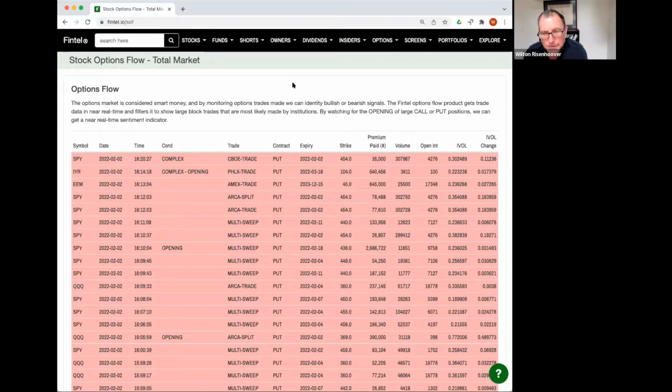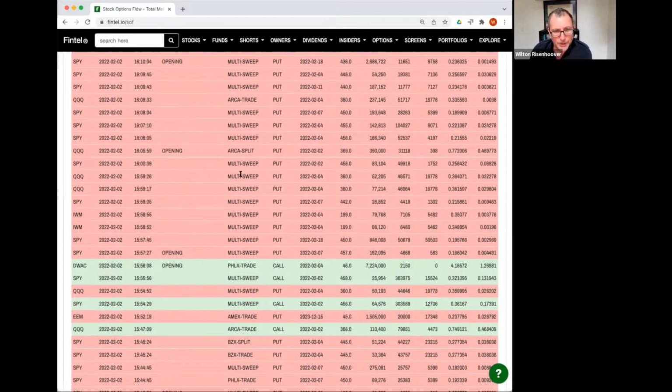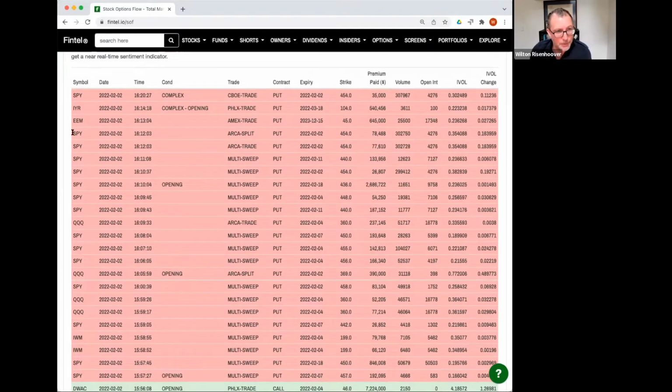And what we've done is we've asked them to send us an event anytime there is a trade that looks like a large institutional trade. What that means is any options trade that has more than 1,000 contracts in it, where the volume is greater than the current open interest and the implied volatility goes up. And we talked to them about various ways to look at this. So what we're seeing here is a pretty red day for SPY.